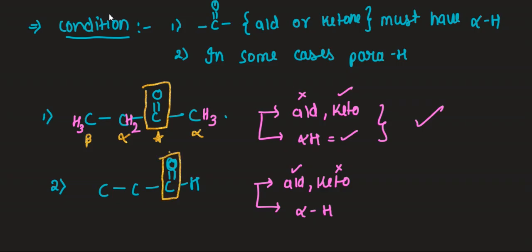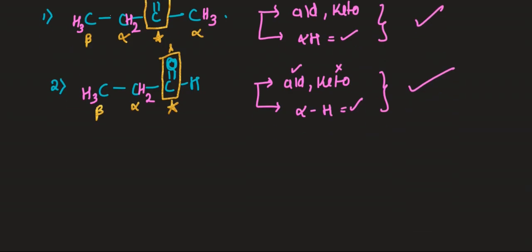This is our C double bond O carbon. Exactly the next position is alpha, and the next position is beta. Now what do we get here? The next position is CH2, and here you will get CH3. So do you have alpha hydrogens here? Yes. That indicates the given compound will show keto-enol tautomerism.